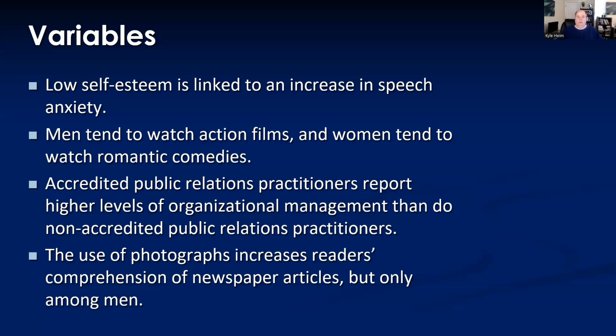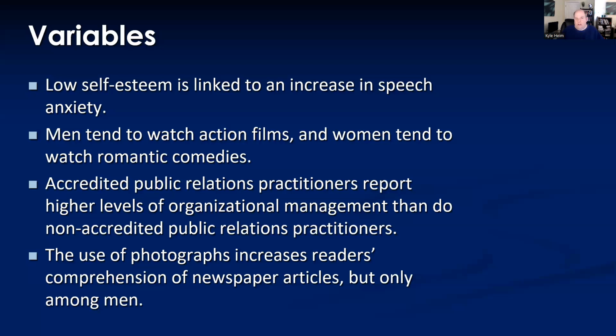Let's look at the next sentence, which is a little bit trickier. Men tend to watch action films and women tend to watch romantic comedies. Again, we have two variables, but the variables are not directly stated in the sentence. You kind of have to reason them out. There are two qualities that vary in that sentence. One quality that varies would be sex or gender, men versus women. So sex or gender would be one of the variables.